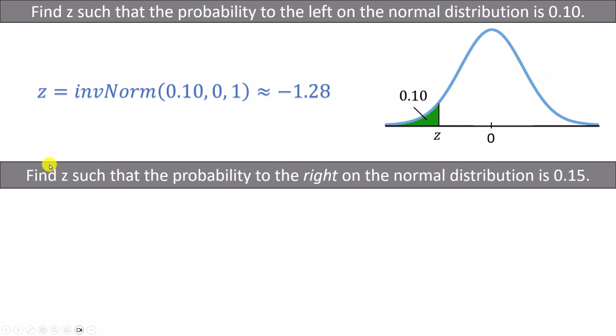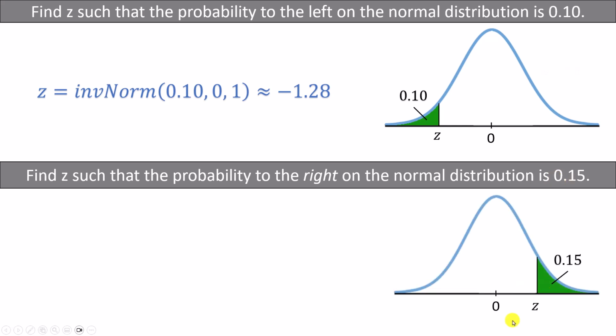Let's say that we are asked to find the z-score such that the probability to the right on the normal distribution is 0.15. Well, here's the picture. We have some z-score towards the right-hand side, and the probability that we have a value to the right of that z-score is 0.15. Now, the inverse norm function takes the area to the left as the first input. If the area to the right is 0.15, that means that the area to the left must be 0.85, such that 0.85 plus 0.15 is equal to 1.